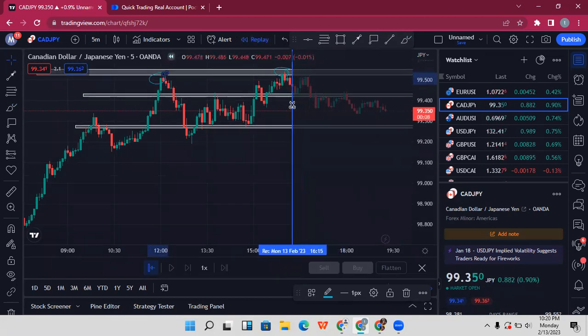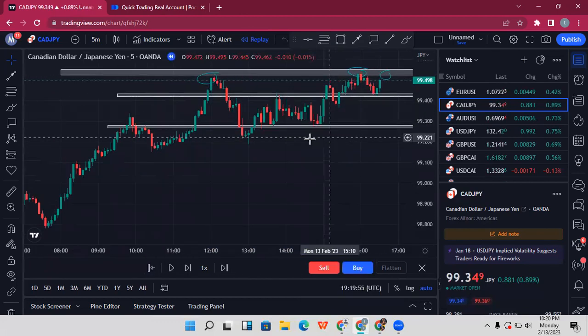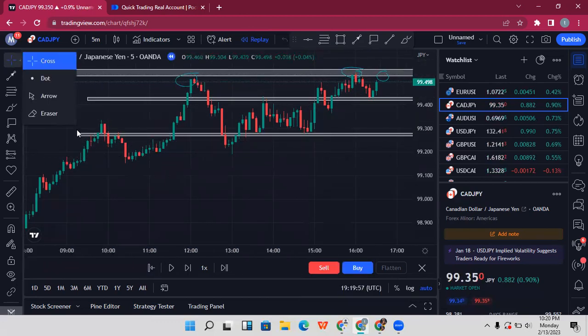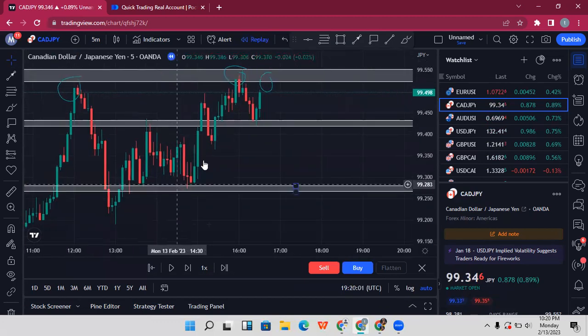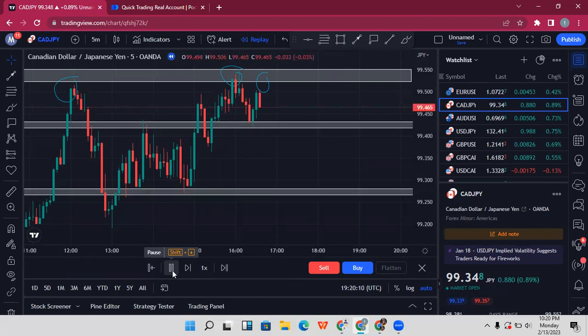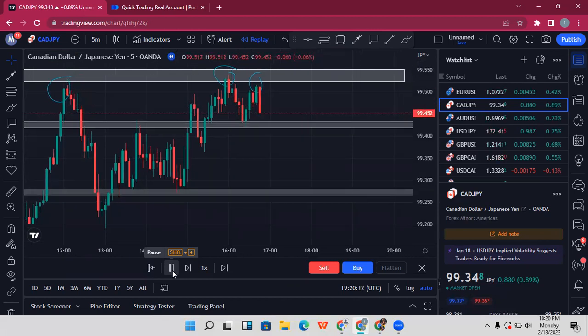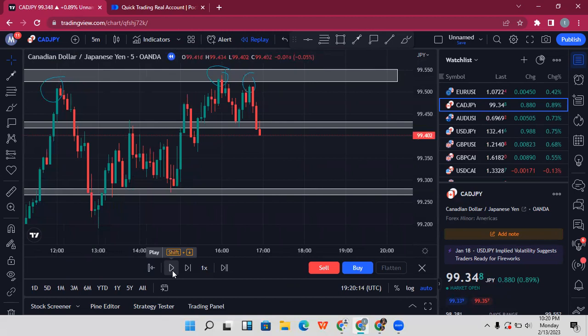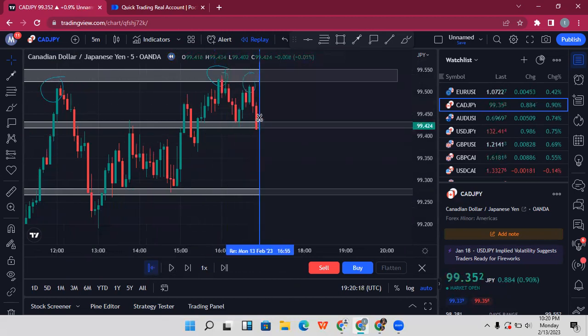Before we enter this trade, this is what you are looking at. We are looking at if price comes and touches this level. Let me just click play. So price comes, gets there. Price comes and touches that level. Let's go back a little bit again.